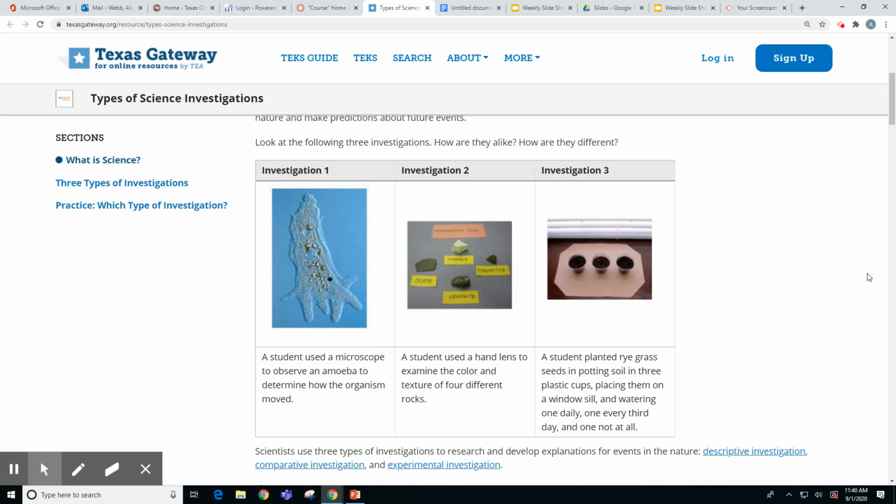This could also be a comparative investigation. Why? Because they're determining at the end probably that student's going to compare which one grew, how they grew in comparison of the others. Is one bigger, is one smaller? Are they all the same? Didn't really matter. So it could be both, just letting you know.